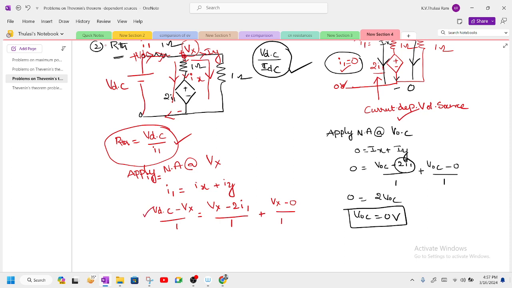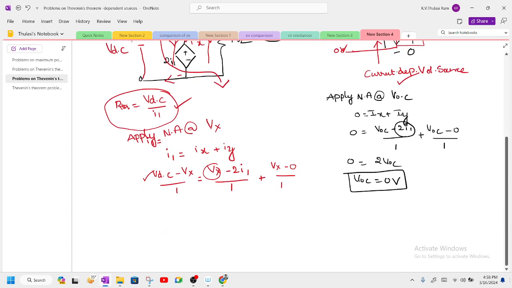Okay, now let us try to solve this problem. Here we have VDC. The only unknown we have is Vx. So we need to write down the relationship between VDC and Vx. So at this point I'm going to find out the relation.